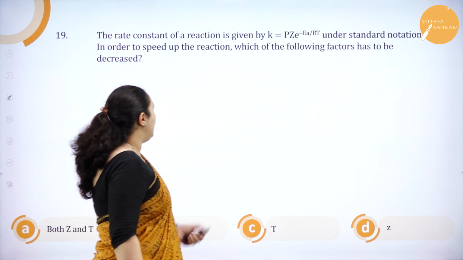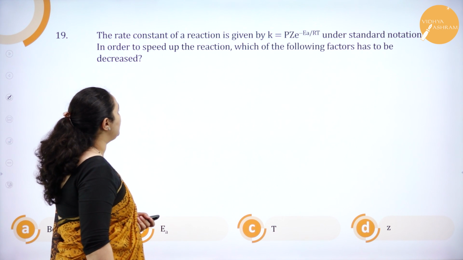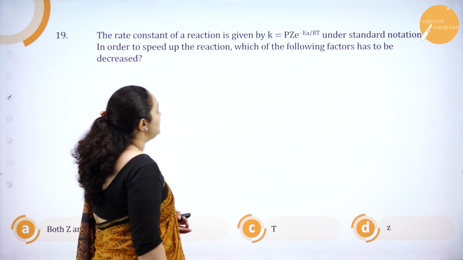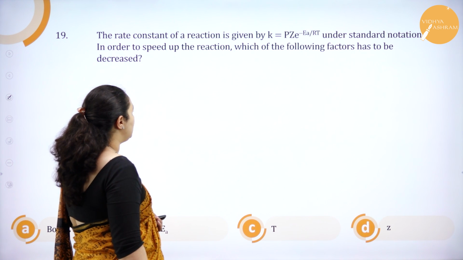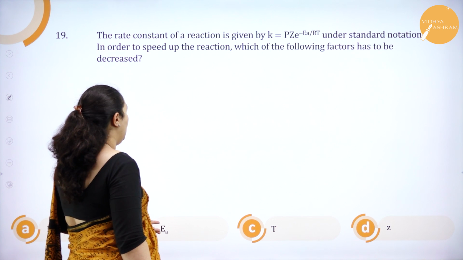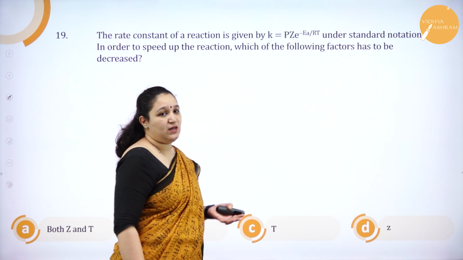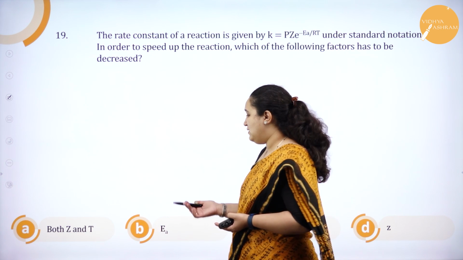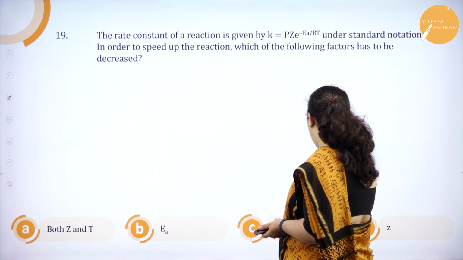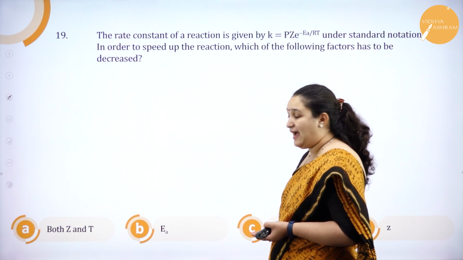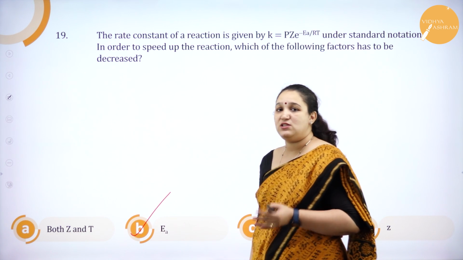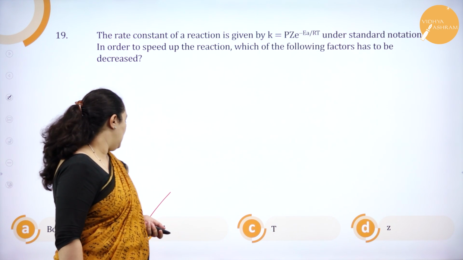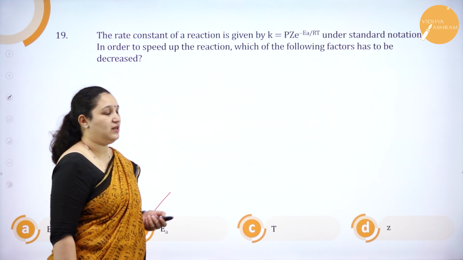Okay, next one. The rate constant of the reaction is given as K is equal to PZ e to the power minus EA by RT. Under standard notation, in order to speed up the reaction, which of the following factors is decreased? They are asking which factor has to be decreased, so that the rate of the reaction increases. We'll see the options. Of course it is activation energy. If the activation energy decreases, the rate of the reaction increases. So the option is B, that is activation energy.